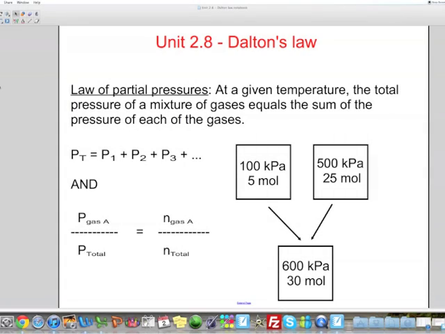Good day. Today I shall defy the laws of physics and give you the fastest lesson you've ever seen, practically faster than the speed of light. So today we're going to talk about Dalton's law, unit 2.8.